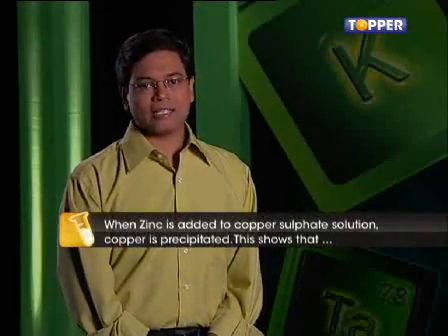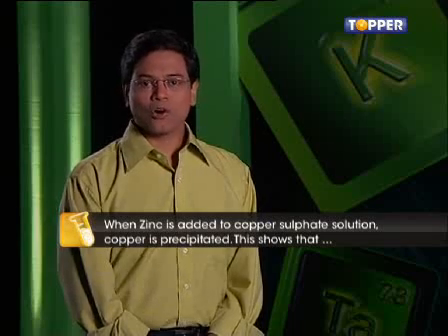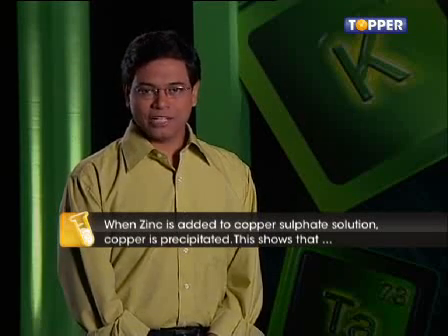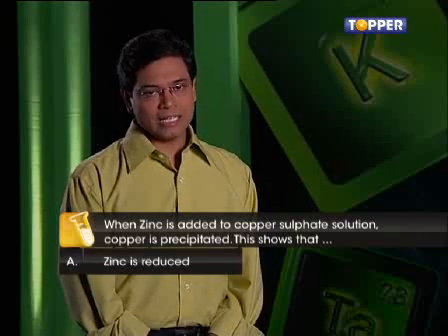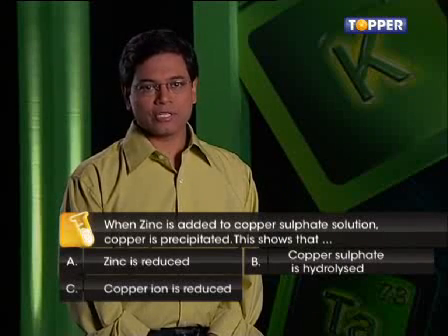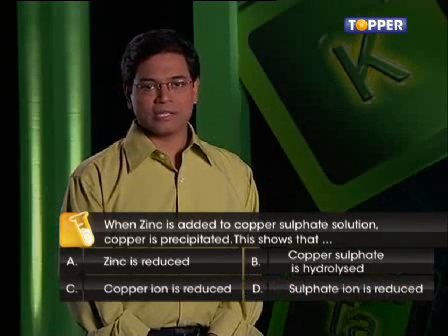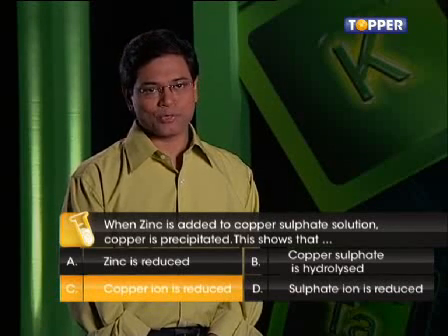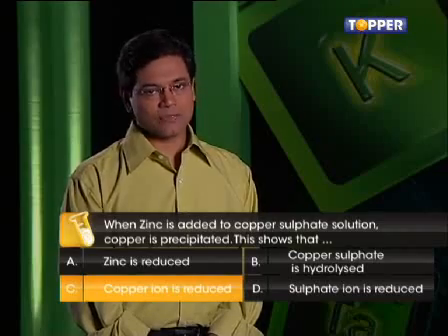The third question. When zinc is added to copper sulfate solution, copper is precipitated. This shows that A. Zinc is reduced, B. Copper sulfate is hydrolyzed, C. Copper ion is reduced, D. Sulfate ion is reduced. The answer is C. Copper ion is reduced. I rate this question's difficulty level as average.